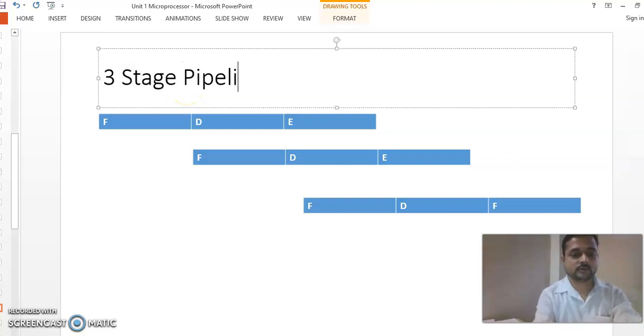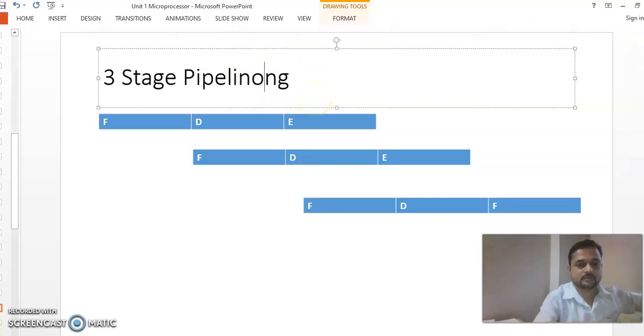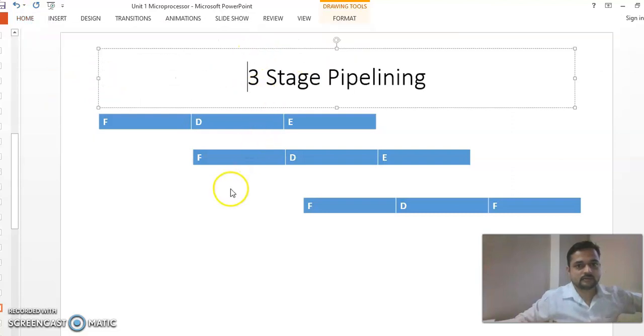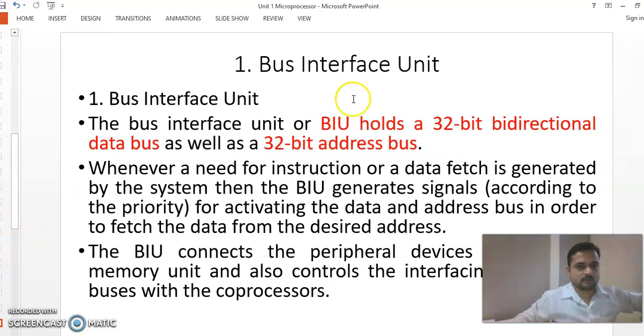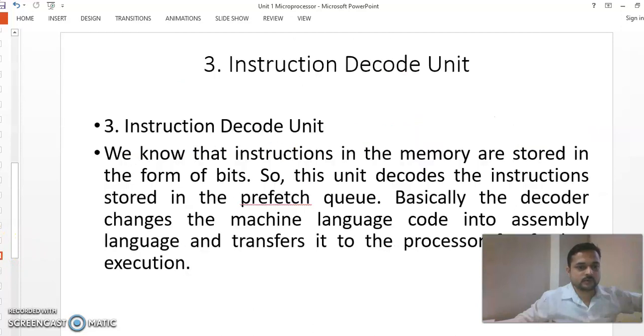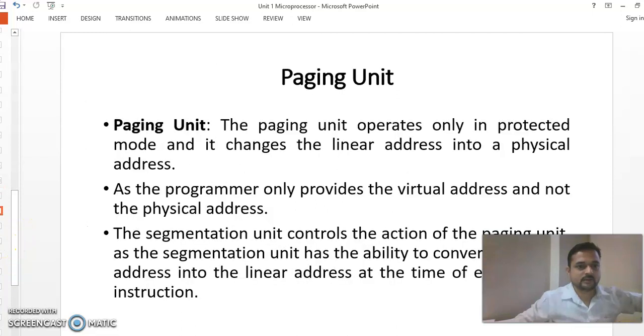Whatever the instructions are, their execution happens in three stages. Now see, the bus interface unit has a bidirectional data bus and unidirectional address lines. We have already seen the code pre-fetch unit, then the instruction decoding unit and execution unit. Then there is the memory management unit, with segmentation and paging.